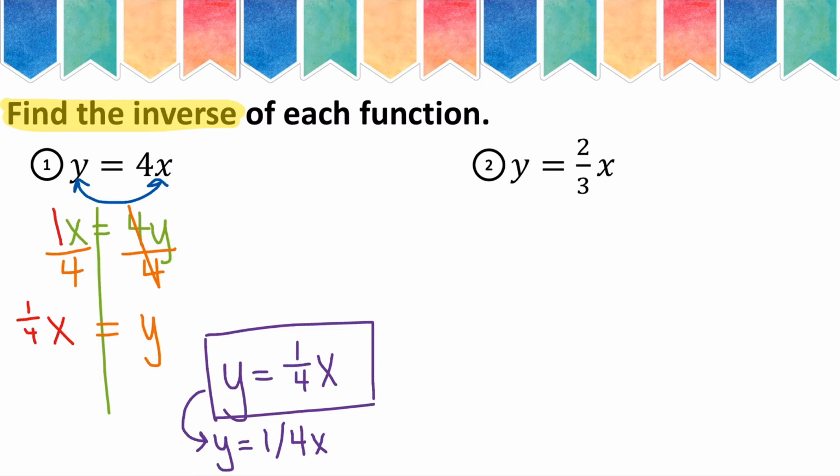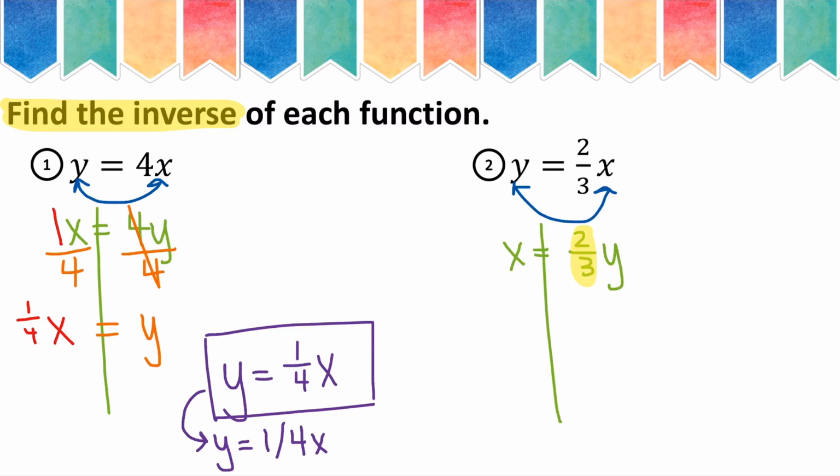For our second problem, again I need to think about the x and the y switching places. So this equation will become x equals 2/3 y. Now, to get the y by itself, what we need to do is cancel this fraction that's in the front.